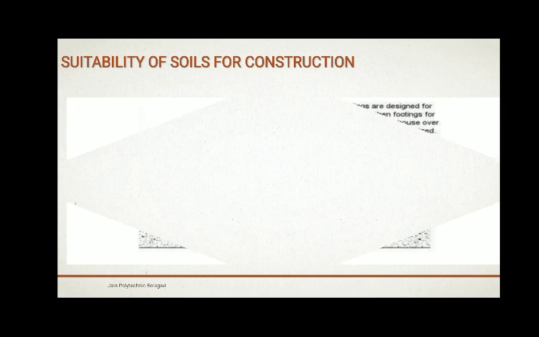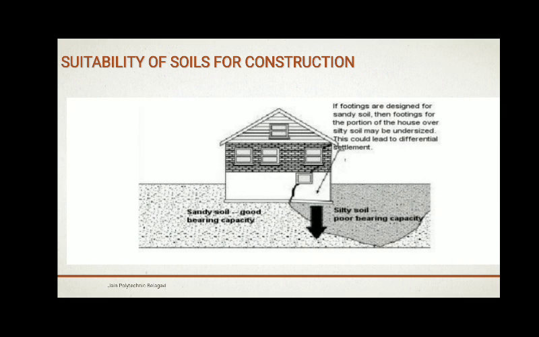After understanding the table, we come to an image where you can see a house constructed on 2 different types of soils, but the house is designed for sandy soil. If the house is designed for sandy soil, it will be stiff and strong, but if one part of the house is lying on silty soil, it will have low bearing capacity, which leads to unequal or differential settlement.